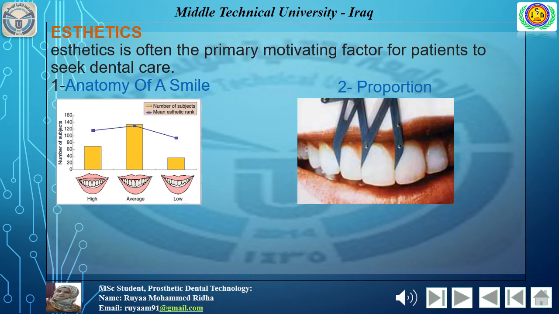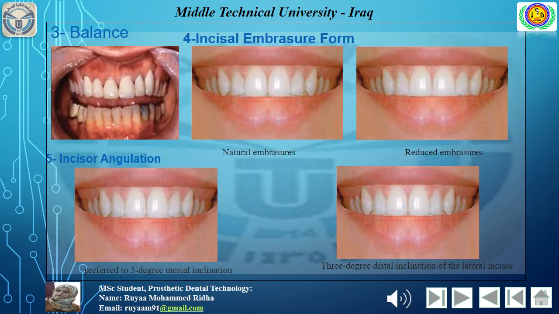Proportion: aesthetics depend largely on the proportion of the teeth. Balance, including the location of the midline, is an important prosthodontic concept. Observers expect the left and right sides of the mouth to balance out the teeth precisely. Also, the midline should be carefully evaluated in the planning of prosthodontic treatment.